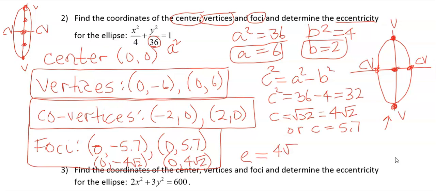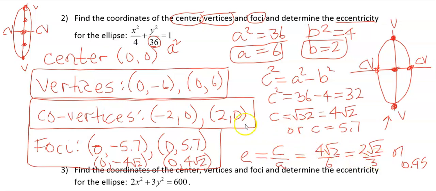C over a, remember? Actually, I should write that equation first, just to make sure you don't forget what it is. It's c over a. So the c, you could call that 4 root 2 over, and the a was 6. Now, if you left it like that, of course, you'd reduce it to 2 root 2 over 3. But there's nothing wrong with giving it as a decimal either. What would that become? If you just said 5.7 divided by 6, that's pretty close. That's about 0.95. Notice that it's less than 1 again, isn't it? All right, so that's number 2 done.